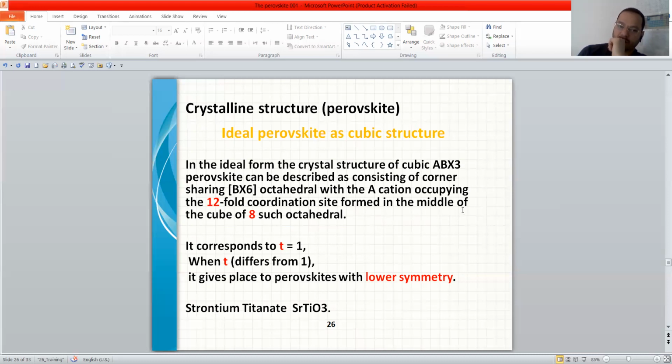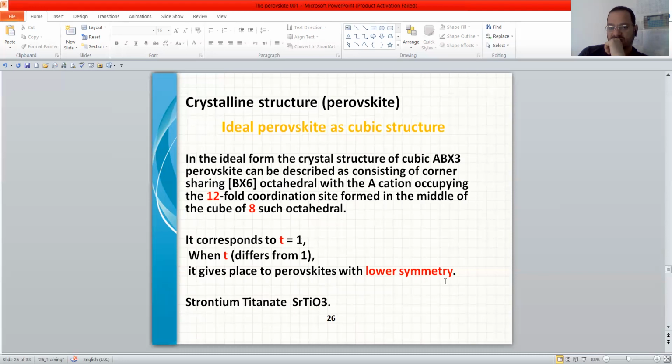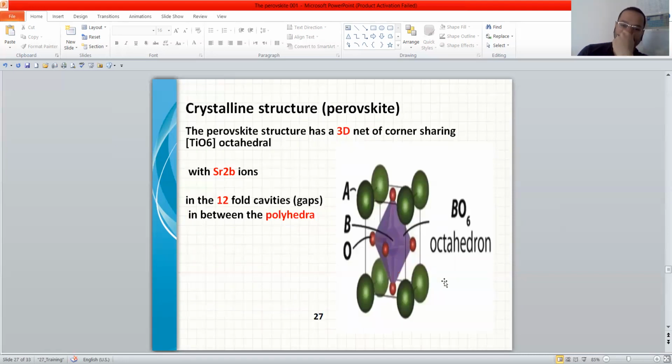When T differs from 1, it gives perovskites with low symmetry, like strontium titanate, SrTiO3. This figure illustrates strontium titanate, SrTiO3.